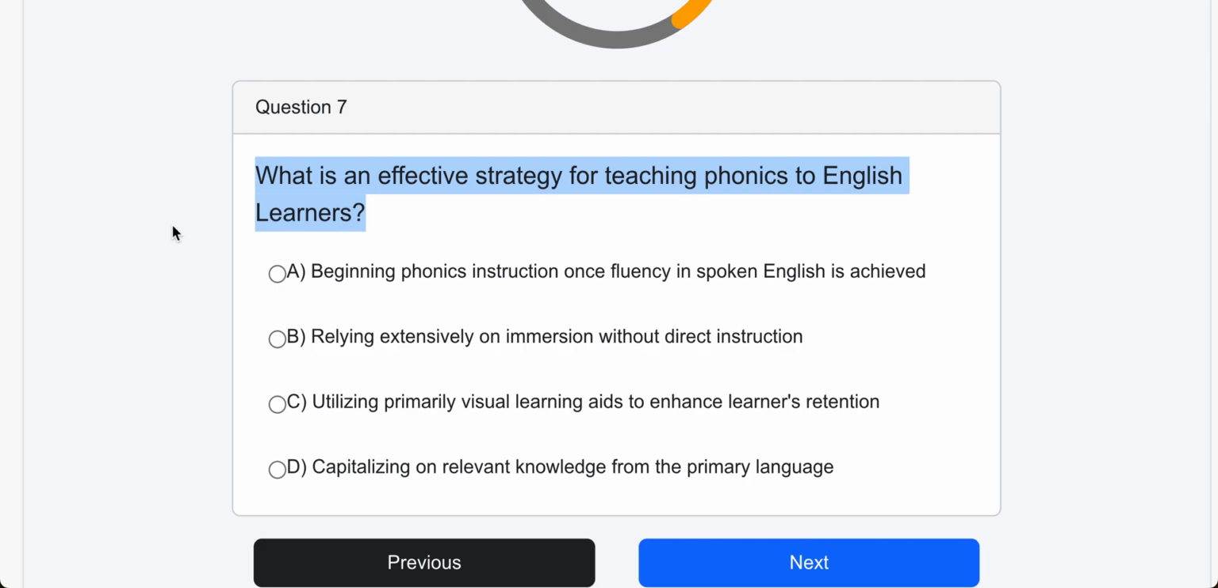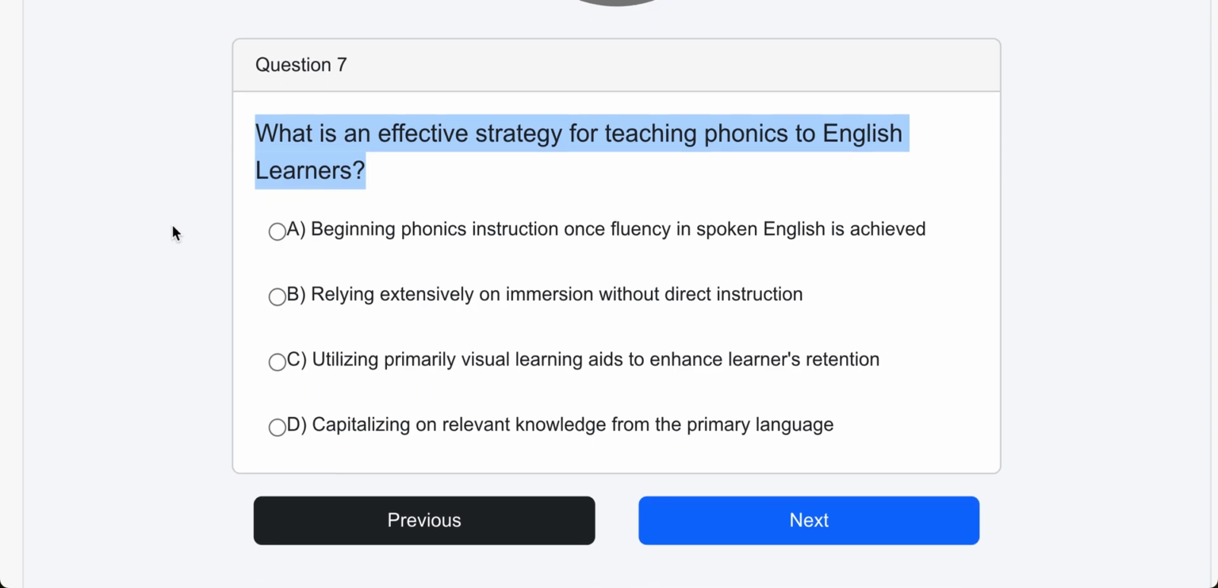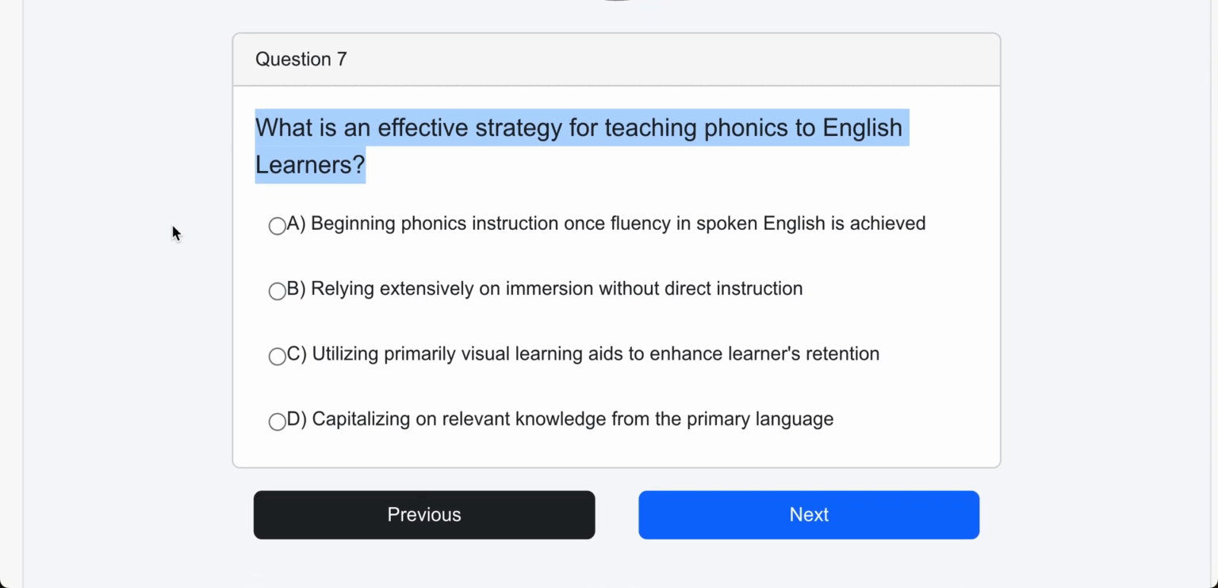This one reads, what is an effective strategy for teaching phonics to English learners? Super important for your RICA test. You need to be able to understand how to provide effective instructional strategy for English language learners, advanced readers, and struggling readers, as well as just everyone in the classroom, no matter their needs. Question number 7, take a moment here, pause the video if need be.